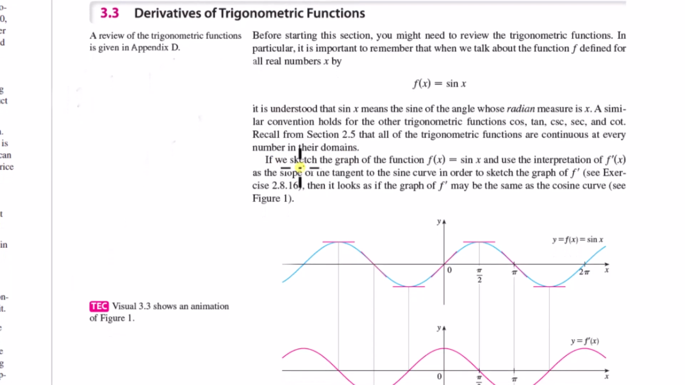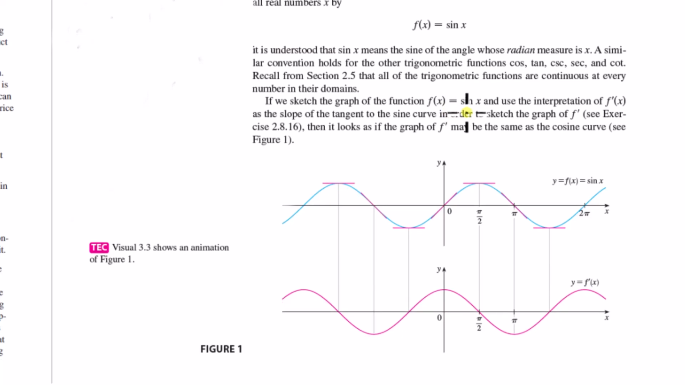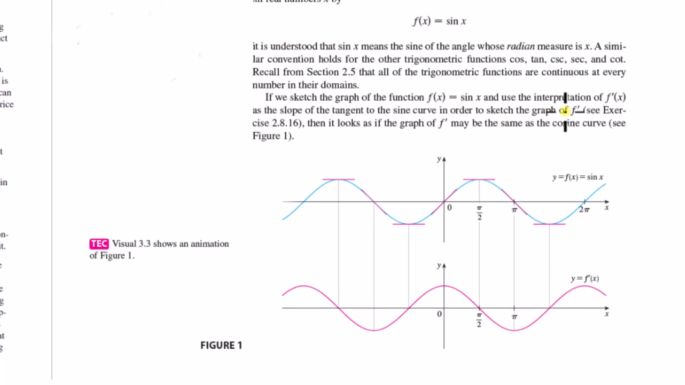And so it says if we sketch the graph of sine of x and use the interpretation of f prime of x as the slope of the tangent to the sine curve in order to sketch the graph of f prime. Yeah, so just like we did in the introduction to the derivative as a function section, we were given a function and then we sketched the derivative based on our understanding of what the derivative means as the slope of the tangent line at a point. So they're saying, let's go ahead and try and do that here for sine of x. So here's sine of x.